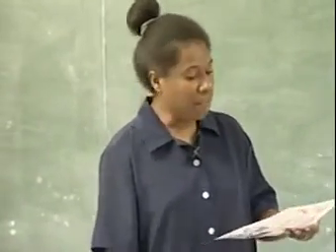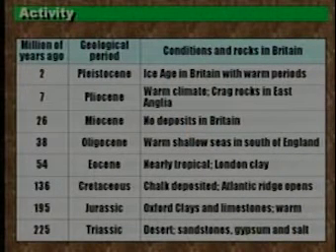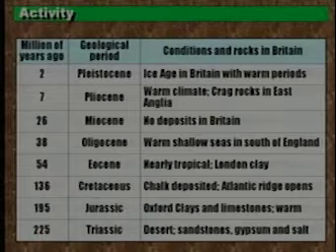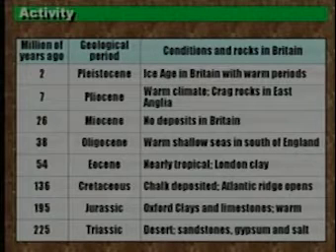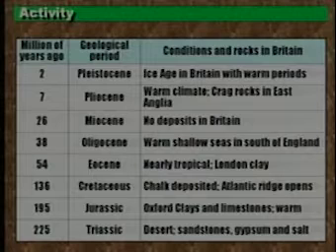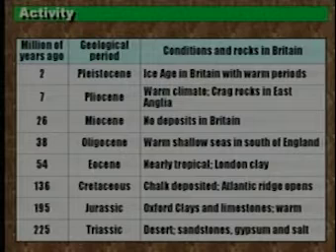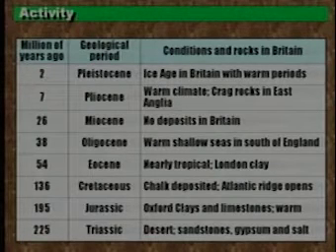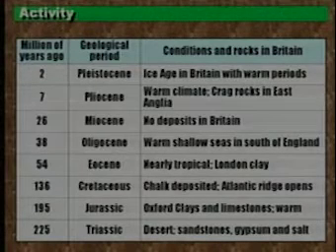If you make reference to the table, you will see the first column gives us millions of years. The second column gives us information in terms of Earth movement. On the monitor, that is not presented, but from the worksheet you will find that information presented. Column 3 will show us the geological period, and column 4 will show us the conditions and rocks in Britain. We will need to make reference to that particular table to be able to answer the question.